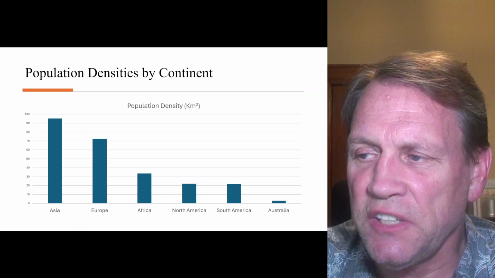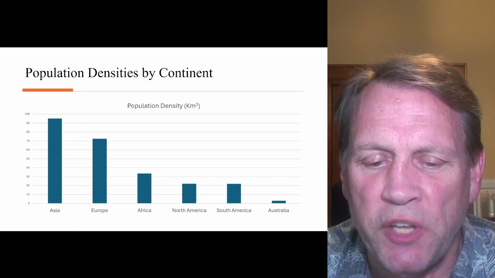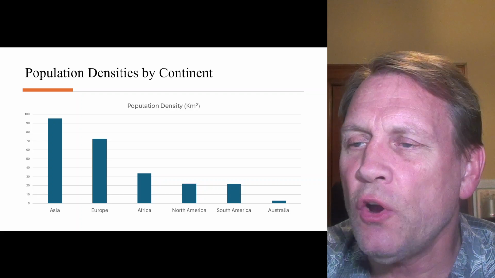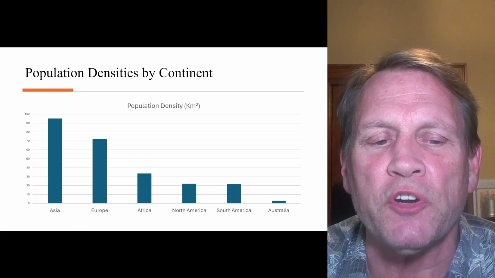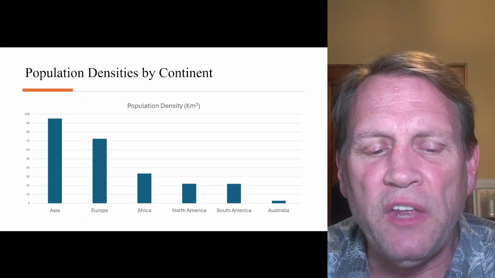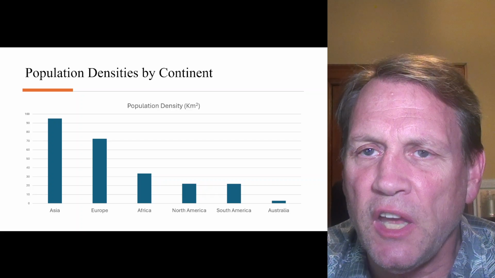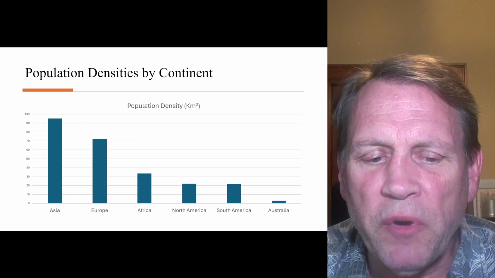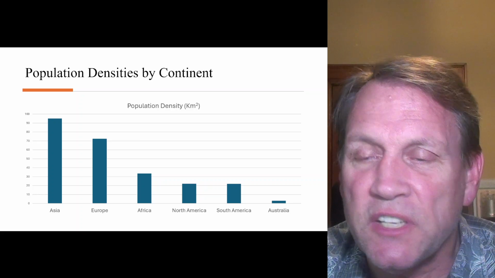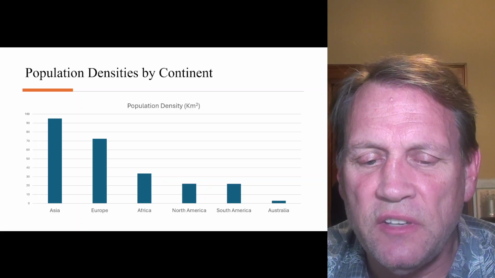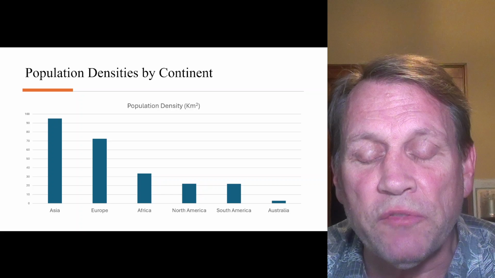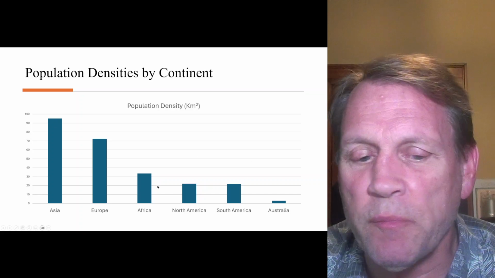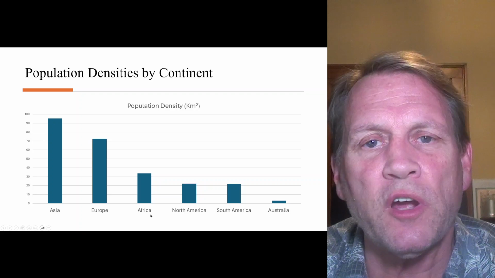In second place, at least in terms of population density, would be Europe, with a population density of just over 72 people per kilometer squared. And then Europe actually has only a total population, though, of about 750 million people, but they're squeezed into a relatively tighter landmass. And then in third place, we find Africa with a density of about 34 people per square kilometer.